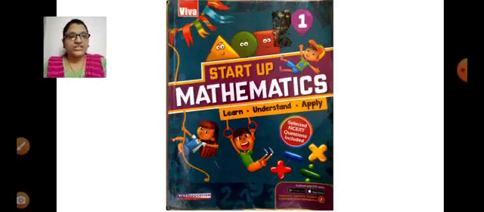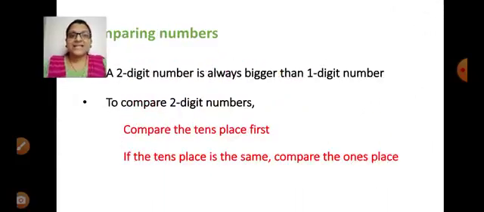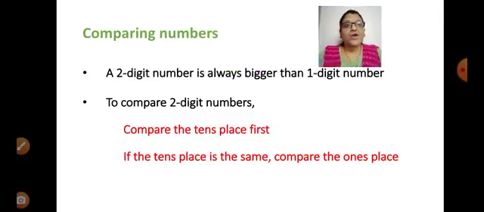Before moving to question number 7, let us understand a few points of comparing numbers. Children, we have already learned comparing numbers, that is more than and less than, in chapter number 1. Let us understand a few more points. A two-digit number is always bigger than a one-digit number. Children, when we compare two numbers, a two-digit number is always bigger than a one-digit number.